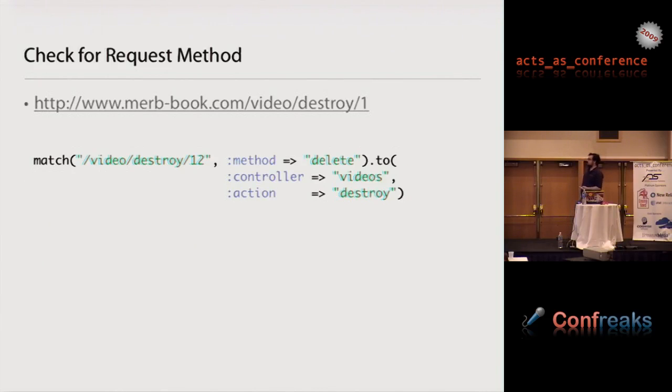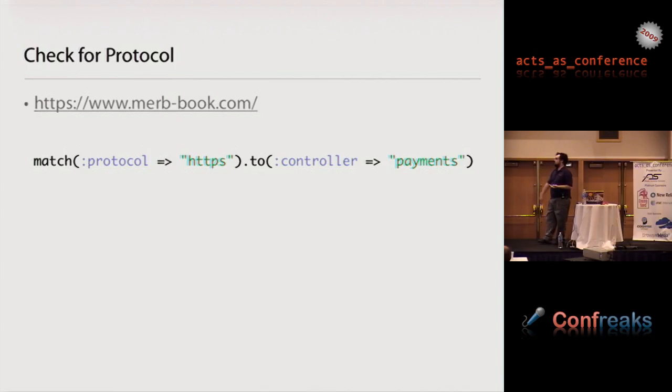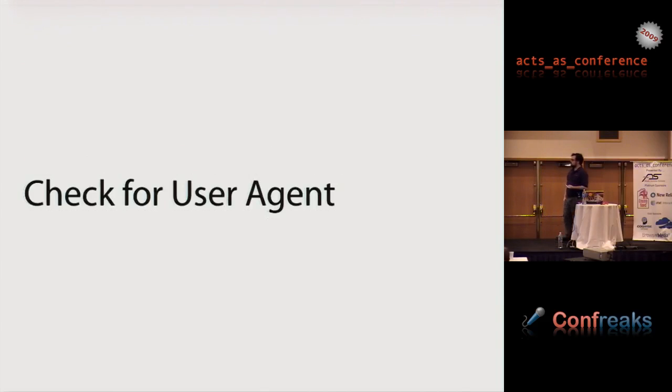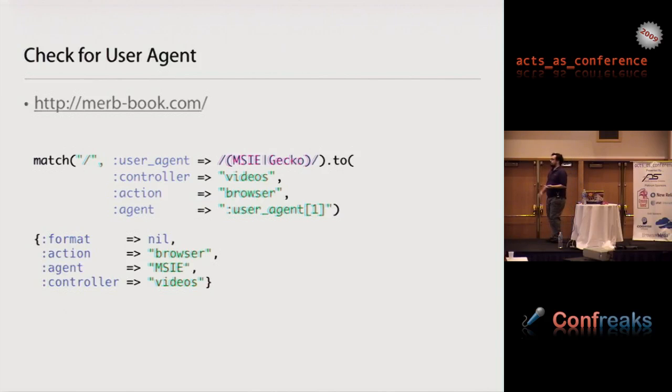You can also check the request method, like in Rails. Here it's match video/destroy/12, method delete. This will only match the delete method. You can also supply a regular expression, or make it case insensitive. I think this is what you have to do in order to make it work 100%. You can also check for protocol, match protocol HTTPS to controller payments. Check user agent MSIE or Gecko. And because we said :user_agent[1], it will give us back params agent MSIE, which is the thing that matched.